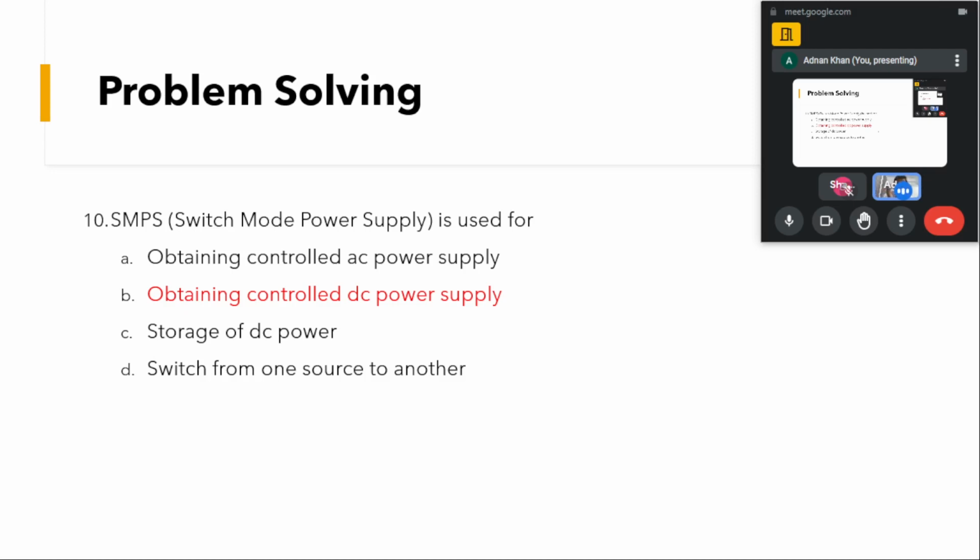And ultimately our goal is to have a controlled DC supply. That is the ultimate goal. With these switch mode power supplies, what we are able to attain is a controlled DC power supply at the output. So option B is the correct option.